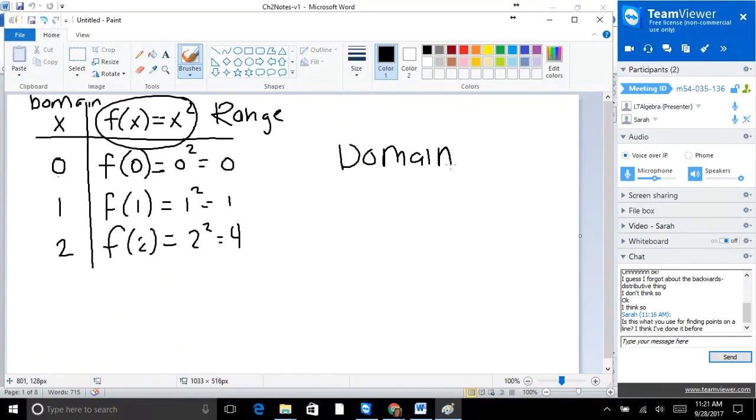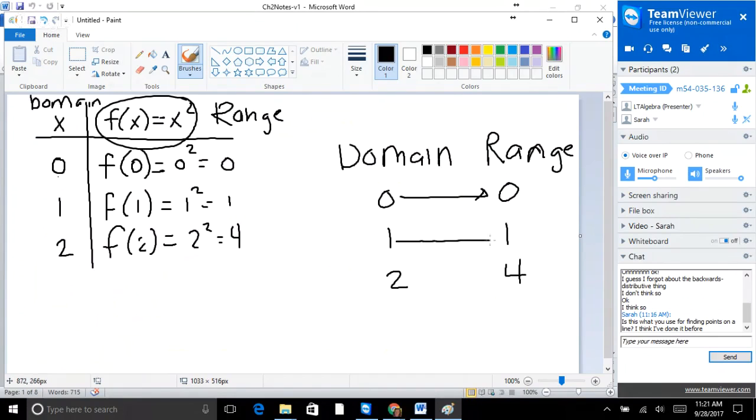the domain, I would say, is 0, 1, 2. And the range is 0, 1, 4. And they would be matched like this. 0 matches to 0, 1 matches to 1, and 2 matches to 4. All right? Super duper exciting, right? It's kind of just a weird terminology, right?